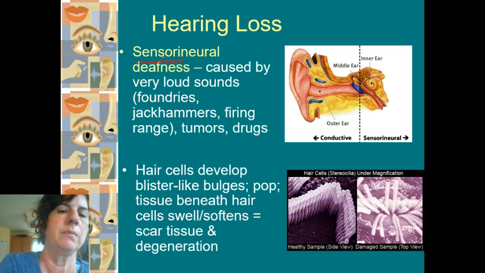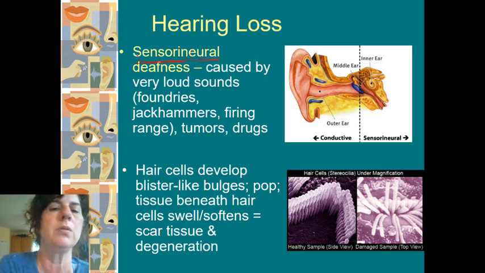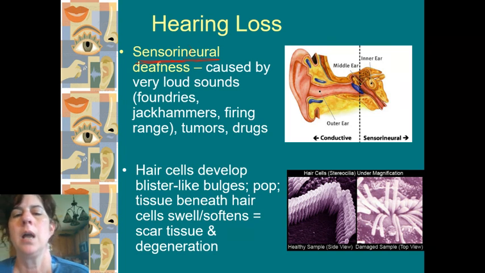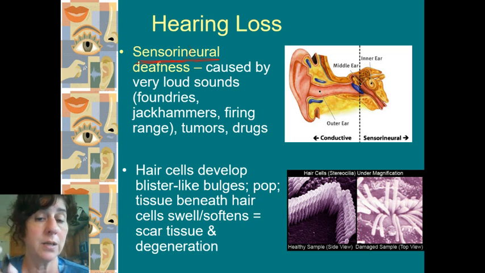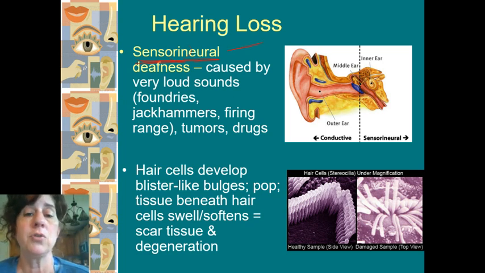Senso means senses. Neural refers to that. So sensorineural deafness is caused by repeated loud sounds. So this is where you want to protect your ears from really loud sounds. So when you're driving down the road and that person has that boom, boom, boom, really, really loud music that they're sharing with you 3 cars away from you, that is going to cause them issues in the future.